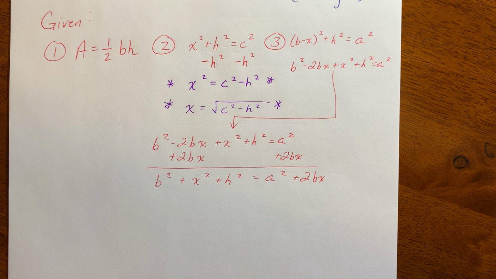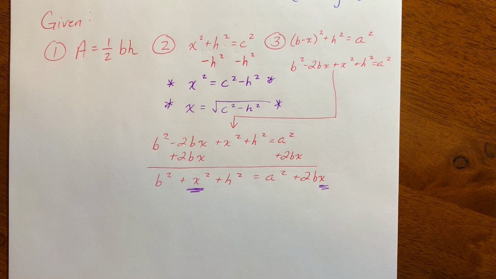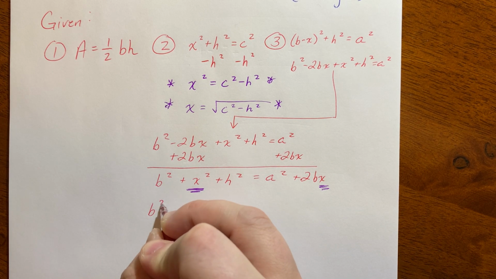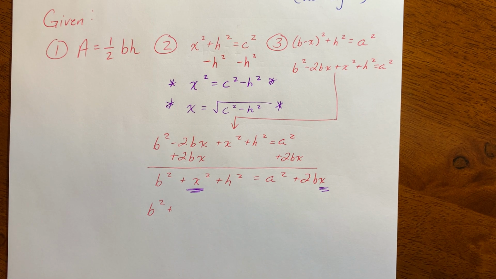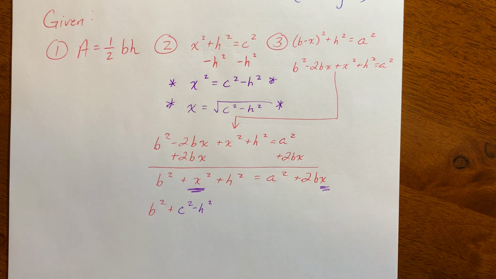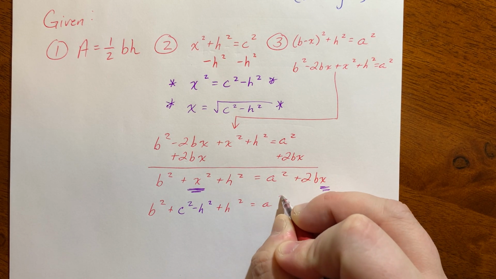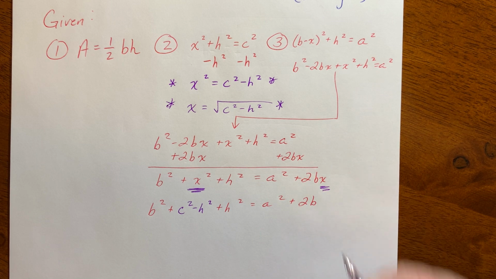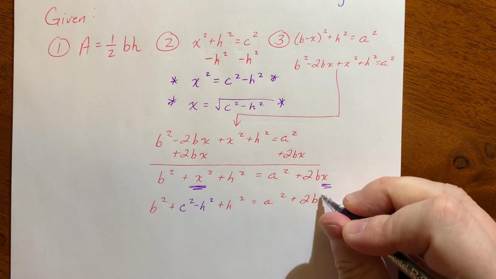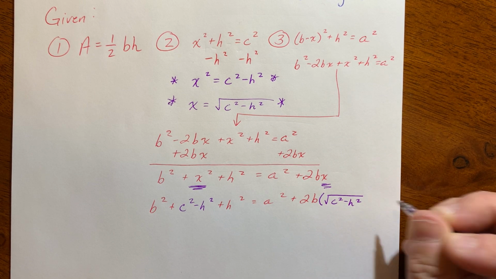And we're going to take given number 2. We're now going to focus on those two locations I just underlined in purple. We know what those are equivalent to. So I can say b squared plus, instead of x squared, I can write c squared minus h squared. And then on the other side, instead of the 2b being multiplied by x, it's a little messy, but I can multiply it by the square root of c squared minus h squared.